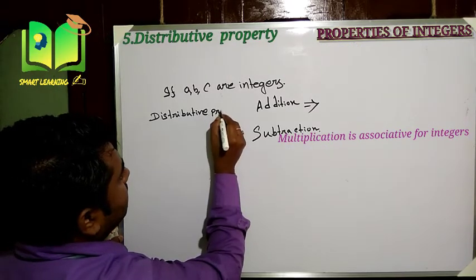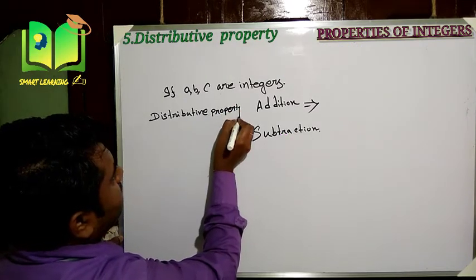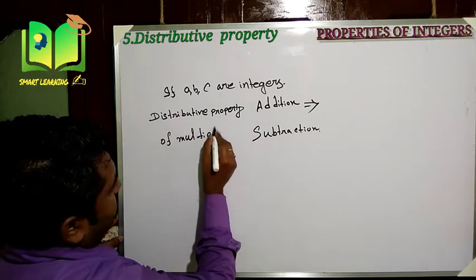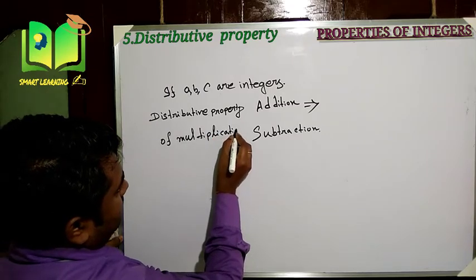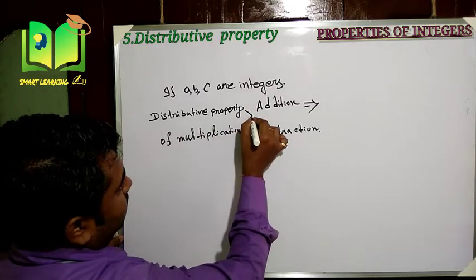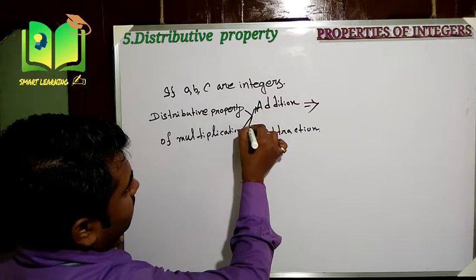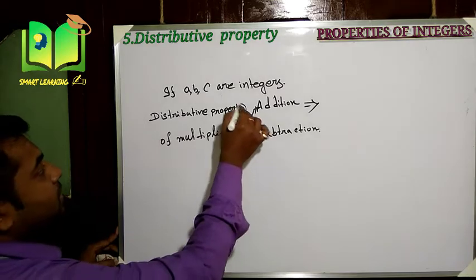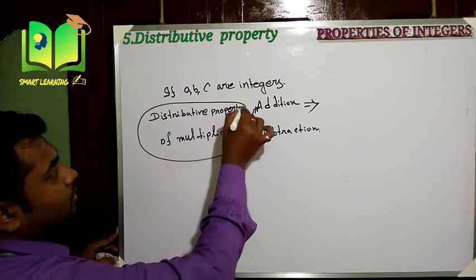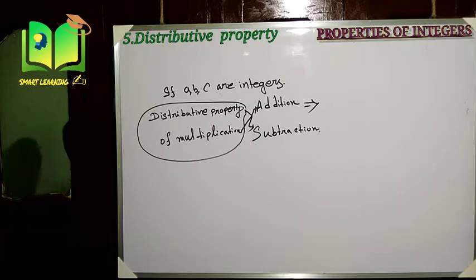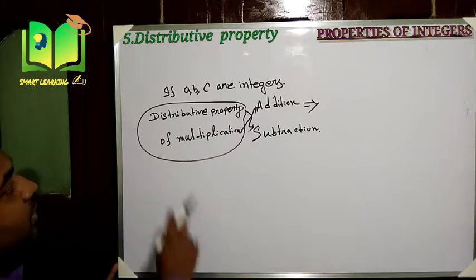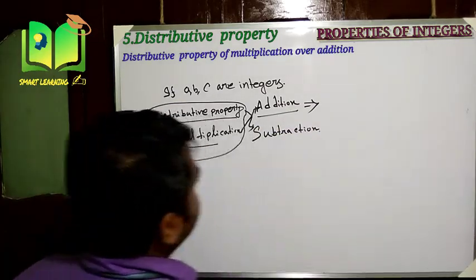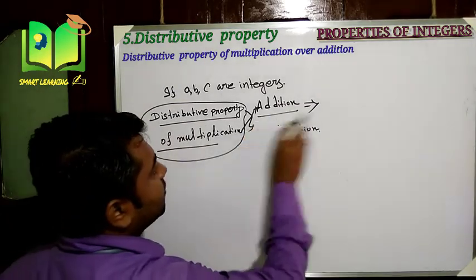Distributive property of multiplication over addition and over subtraction. Distributive property of multiplication over addition and over subtraction separately. So first we will learn distributive property of multiplication over addition. Okay. So now I am removing this one.